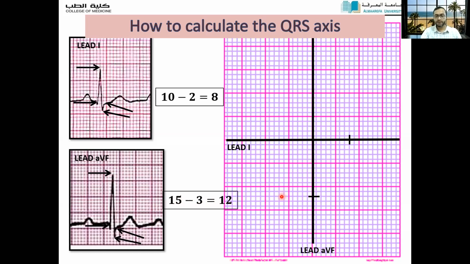Now draw a perpendicular line from here. Draw a perpendicular line from here. From both, you draw a perpendicular line and then just join it from the center to where these 2 lines meet. And this is nothing but the axis. We just measure the angle here, and this is the axis of the QRS you have measured, which seems to be normal, around 60 degrees, because we have a range of minus 30 to plus 110.